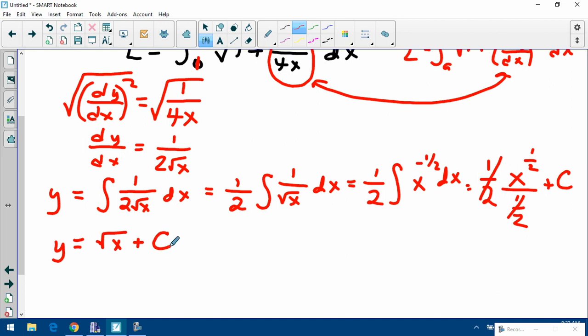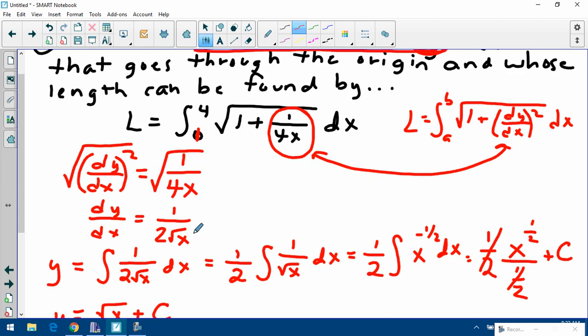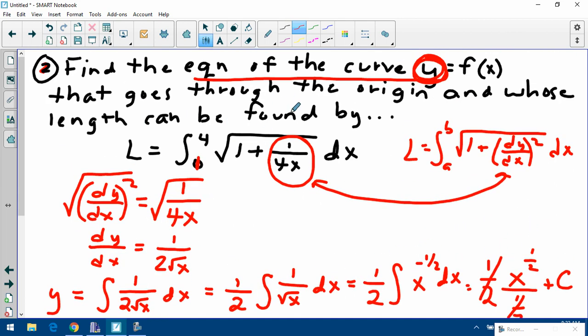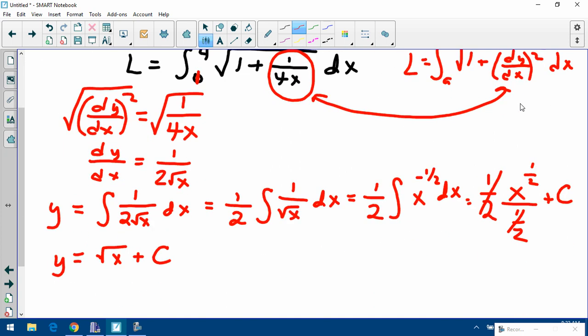Okay, now how do I figure out what c is? Well, if you go back, it's the equation that goes through the origin. So what's that tell us? That tells us that the point 0, 0 is on the graph. So that's what I can use to figure out what c is. If I plug in 0 for y and 0 for x, that should be on the graph, which just means that 0 equals c. So my final answer is y equals radical x.